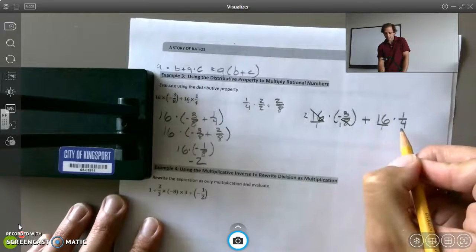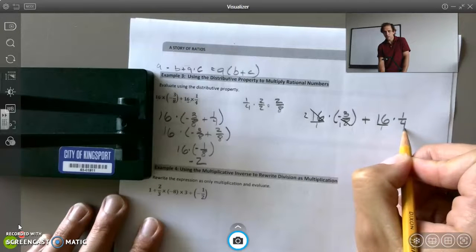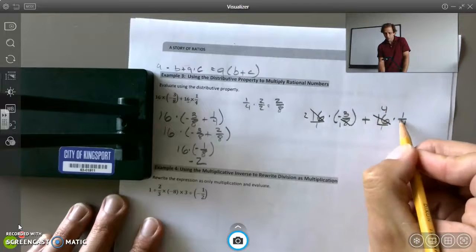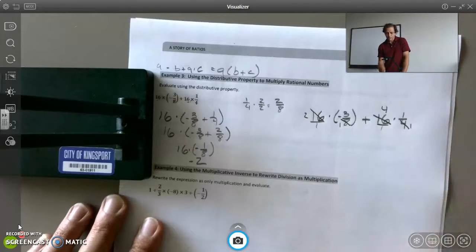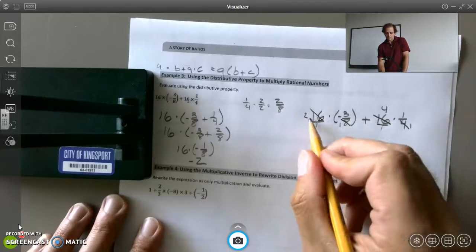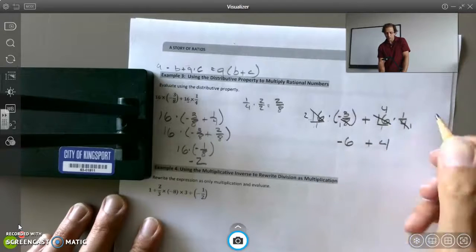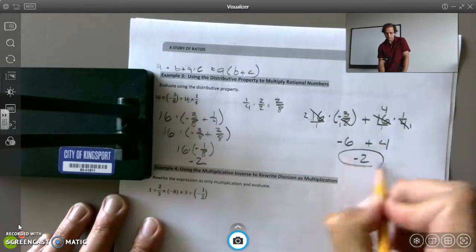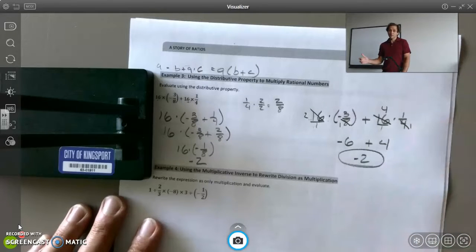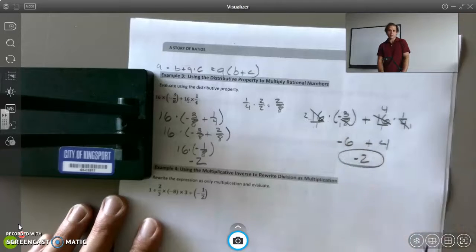Here I can do the same thing. 16 in the numerator, 4 in the denominator. What could I divide both those numbers by? By 4. 16 divided by 4 is 4, and 4 divided by 4 is 1. So now I have 2 over 1 times negative 3 over 1. Well, that's 2 times negative 3, which is negative 6. And 4 times 1, which is 4. Negative 6 plus 4 is negative 2. This is a lot easier to me. But I do know some kids that struggle to see this canceling out between the numerator and denominator.